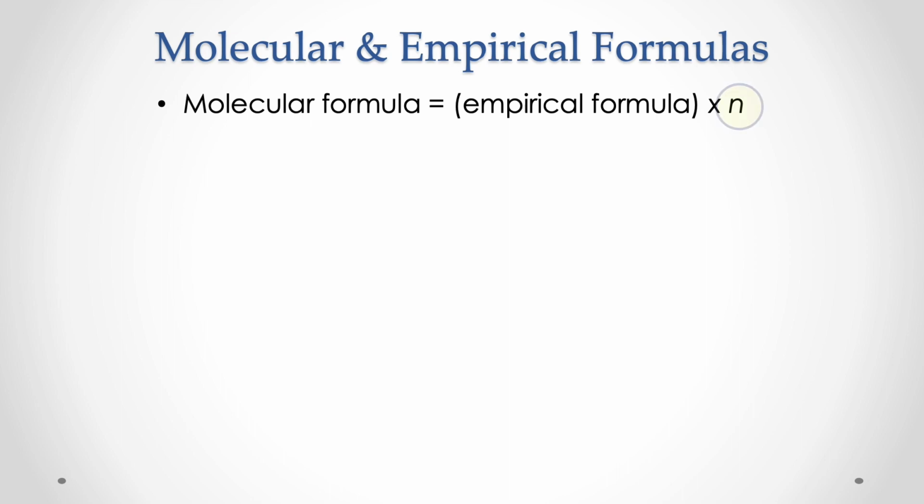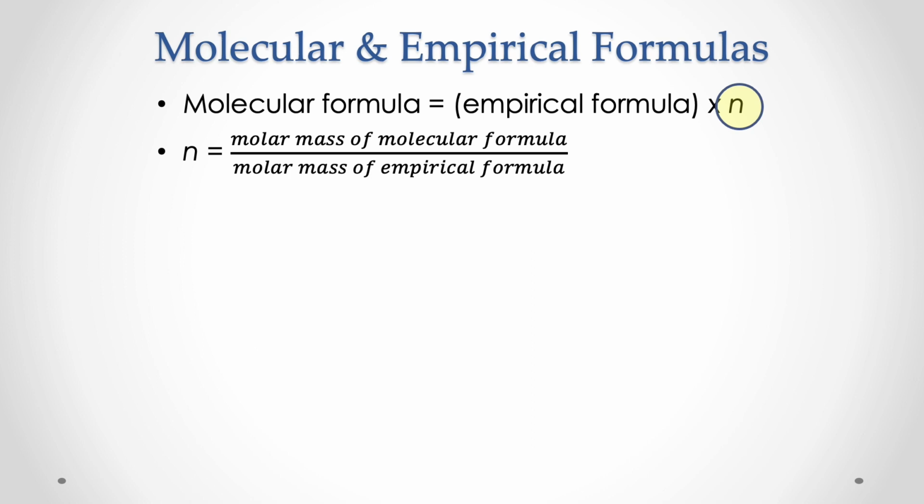the molecular formula will always be some whole number multiple of the empirical formula, represented here by the letter N. The ratio N represents the molar mass of the molecular formula divided by the molar mass of the empirical formula. The molar mass of the molecular formula must be given in the problem.